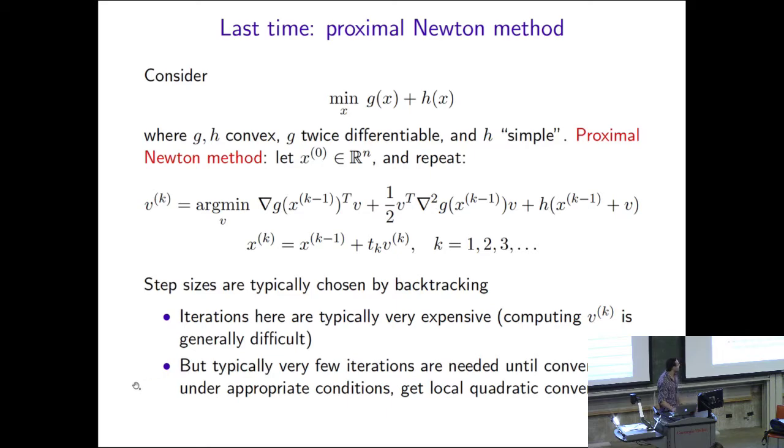And the upside to having very difficult iterations in terms of computation is that typically very few are needed until you converge. So it's locally quadratic, just like Newton's method is.